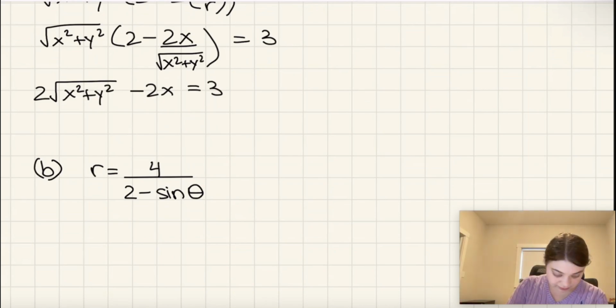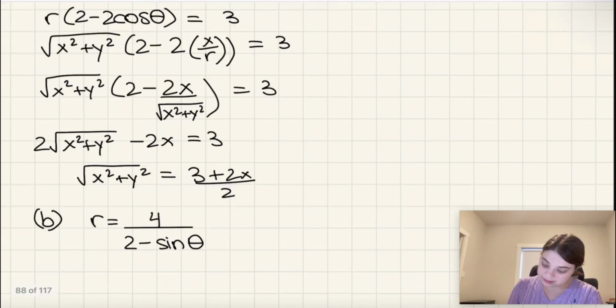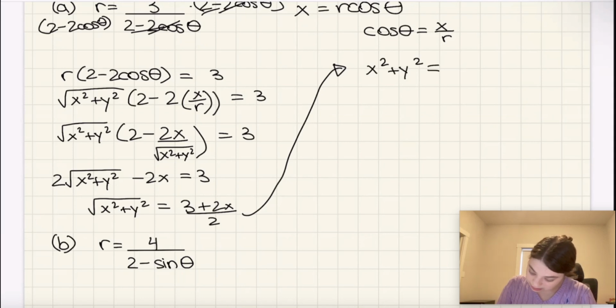And then let's try and rearrange this a bit. If we rearrange this, we can get that the square root of x squared plus y squared is equal to 3 plus 2x all over 2, like that. Let's continue up here. If we square both sides, we can get that x squared plus y squared is equal to, let's see, 3 over 2 squared would be 9 over 4. And 2x over 2 squared, well, that's just going to be x squared. So we'll just put x squared there.